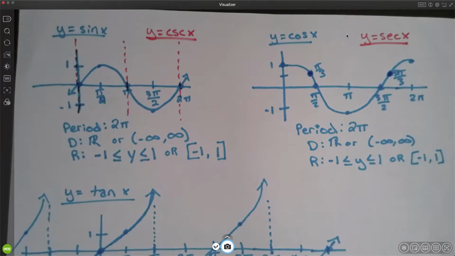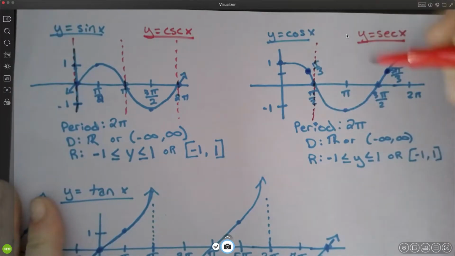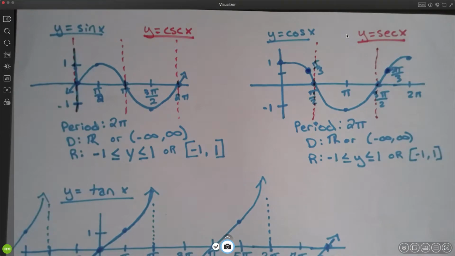Secant will be the same thing. It's where cosine touches the midline, so in this case, it's going to be at pi over 2 and 3 pi over 2. Do you see what I'm saying by where he touches the midline? He crosses the midline at zero here, so wherever he crosses there, that's where my vertical asymptotes will be. Halfway between the high and low point, that's where my vertical asymptotes will occur.